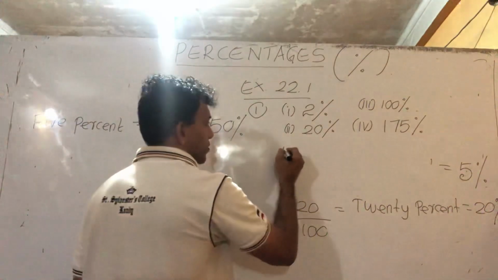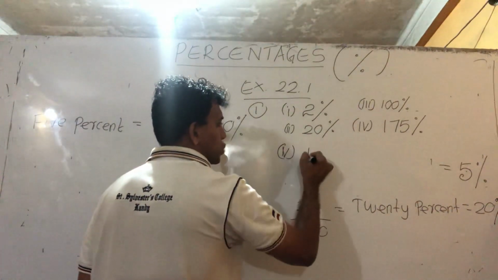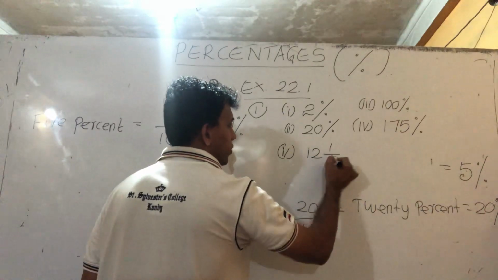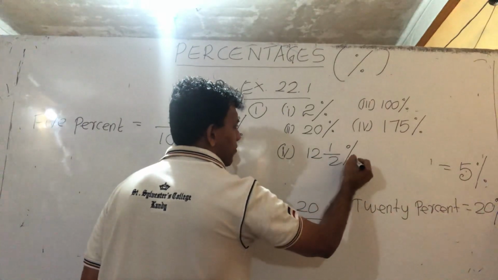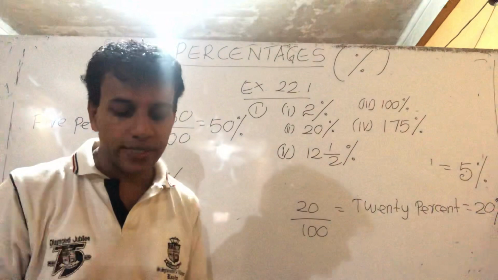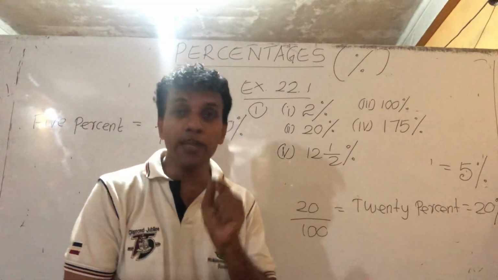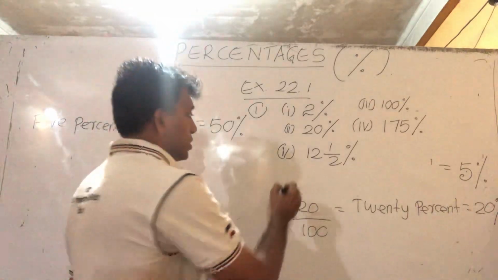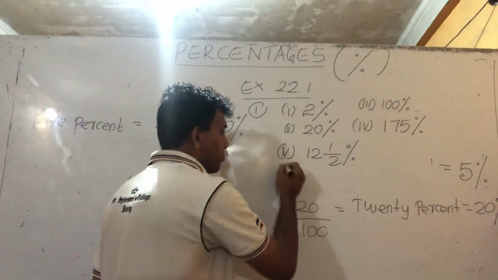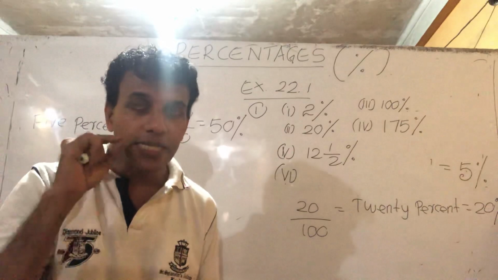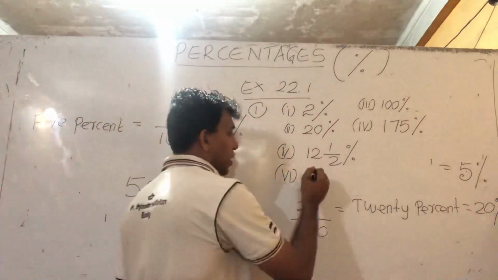How about the fifth part answer? 12.5%. Okay. It can be any number, fraction answer, decimal answer, no matter. Last one, 30.5%. So my dear students, you know the decimal point, decimal, 30.5.